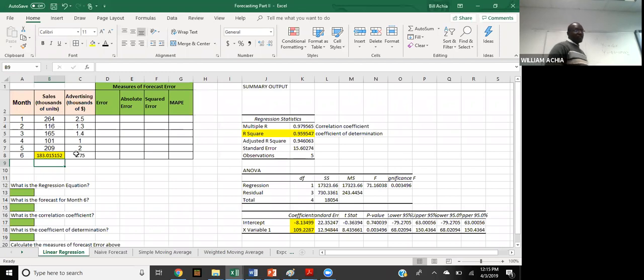The correlation coefficient and the coefficient of determination are information that you'd get off of your summary statistics. And then finally, there's this question: calculate the measures of forecast error. When it comes to measures of forecast error, let's start with the most basic. How do you calculate the errors? It's the difference between your forecast and your actual demand, right? But in this situation, what's our forecast?